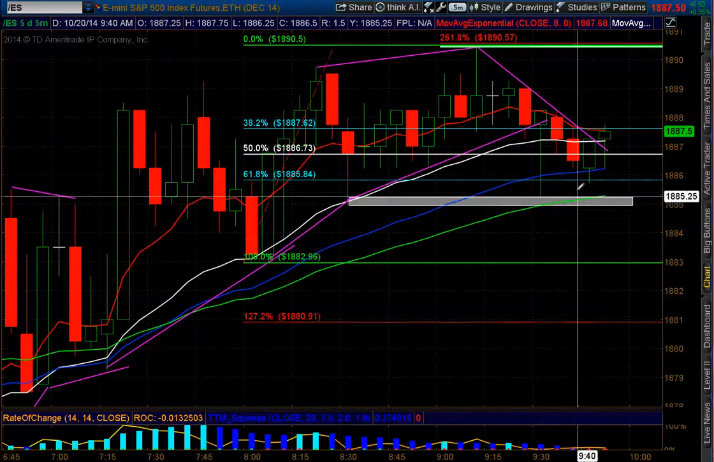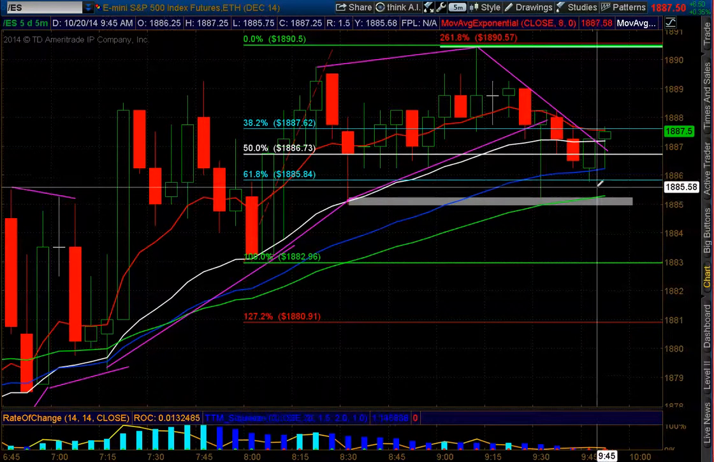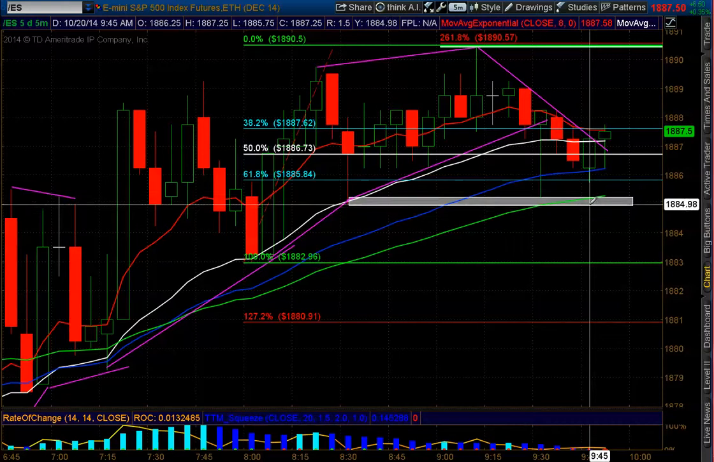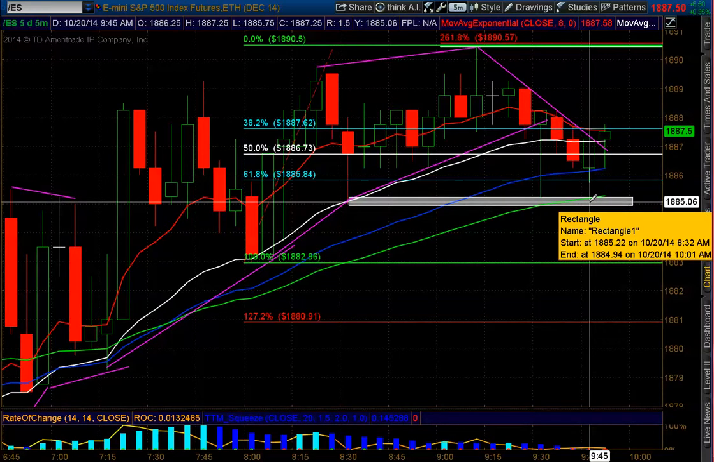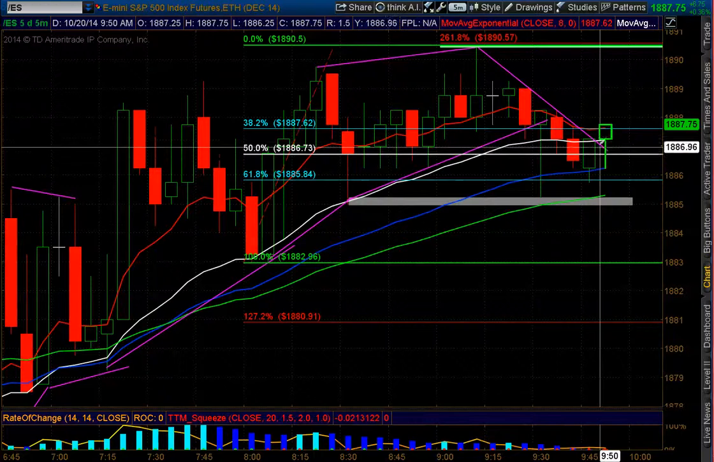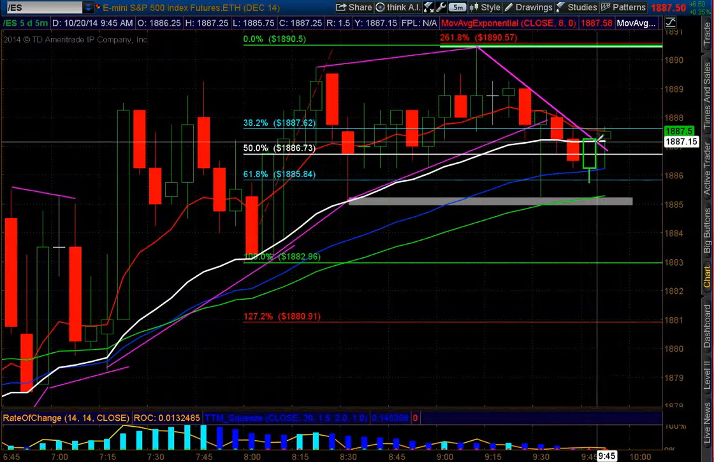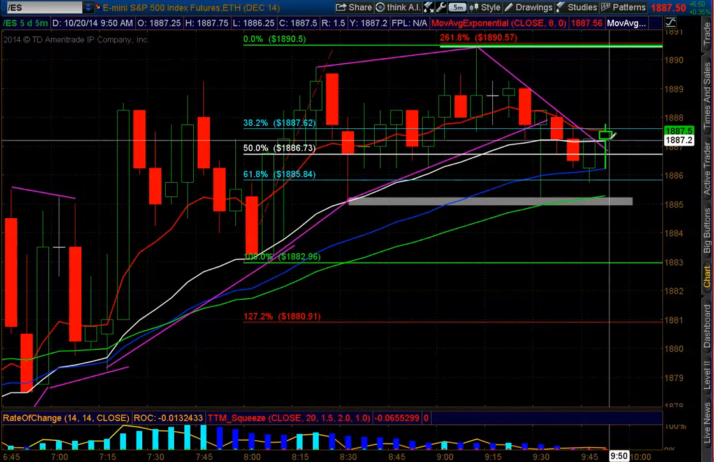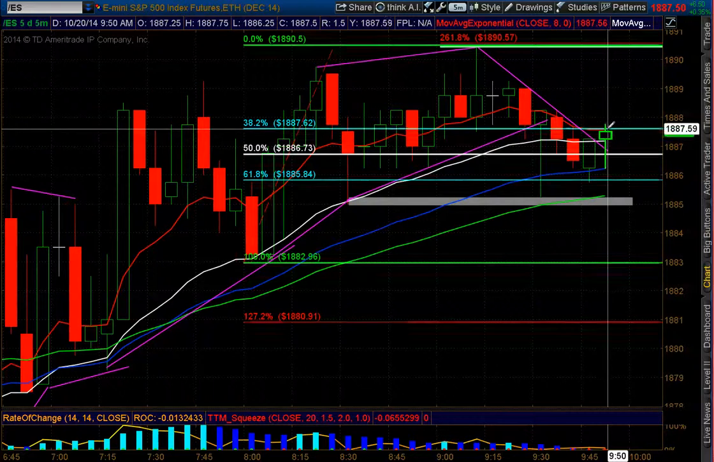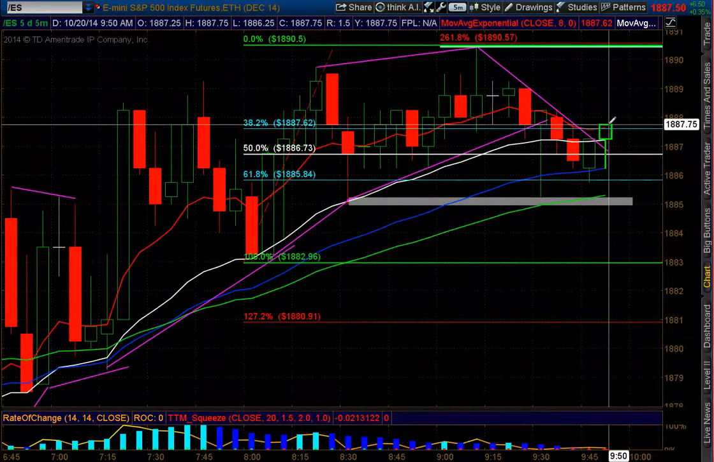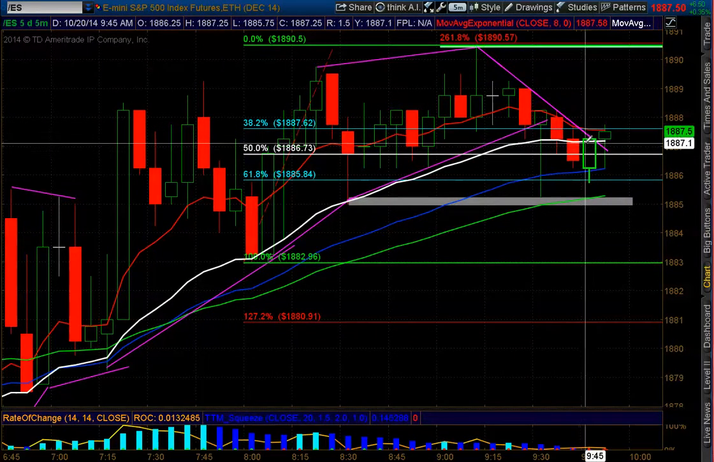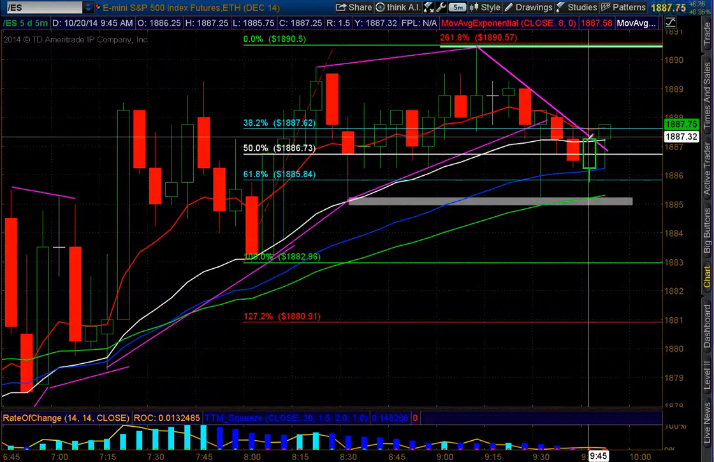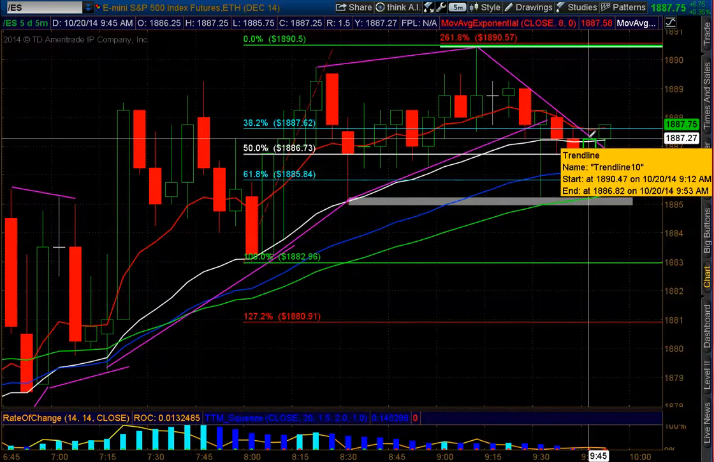Okay, price came down to the 61.8. It did not come all the way down to the support level as we previously drew. Came back. It's trying to break out. As you see, it did go up. Price went up a couple ticks above the close of this bar here, which was at 87.25. Moved up 2 ticks now.